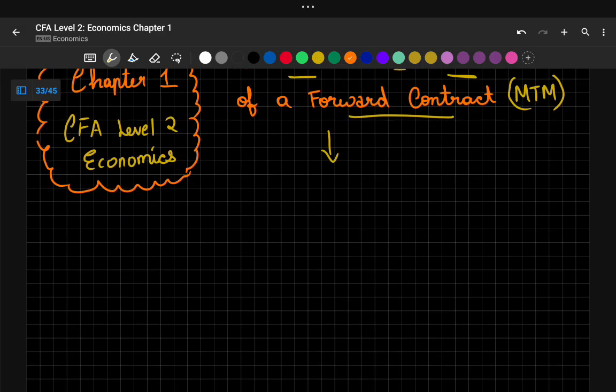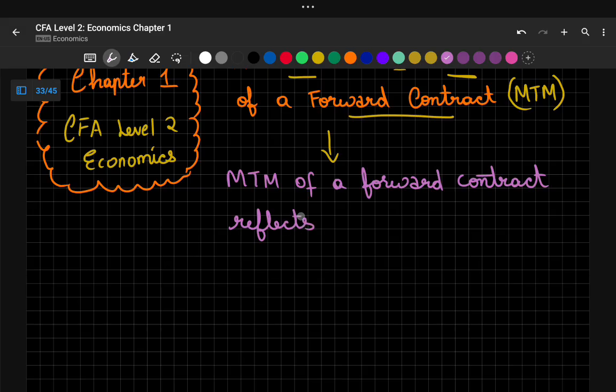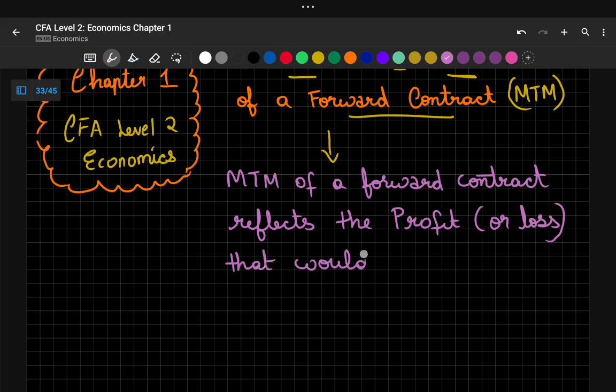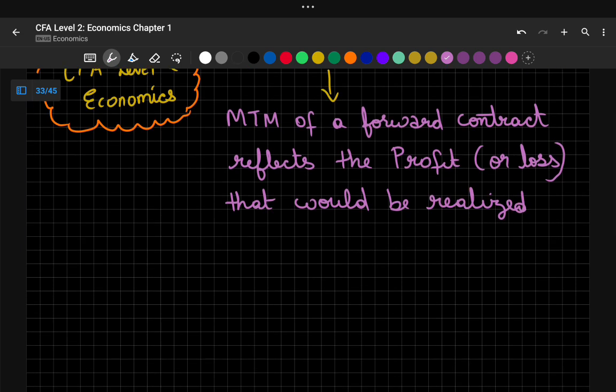If I write it in terms of words, MTM, mark to market value, MTM of a forward contract, it reflects the profit or loss that would be realized from closing out a position at current market price.